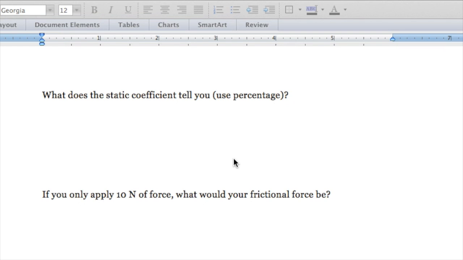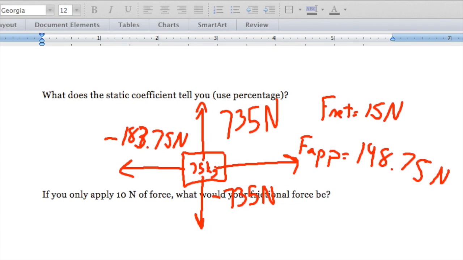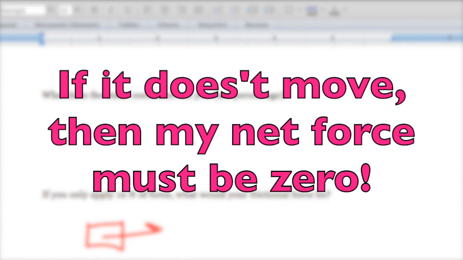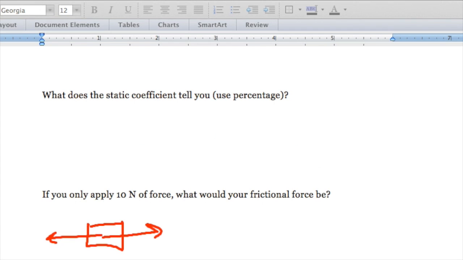Because in this case, if I only put 10 newtons of force on the object, I learned earlier that the frictional force required to push the object was 183.75. So if I only put 10 newtons on there, I am not going to have enough to move the object. So therefore, I can't just take the 10 and combine it with the max frictional force required, because I'll get a negative value. I have to use logic then. And that logic tells me that even though I apply 10, it's not moving, so my net force is still 0.